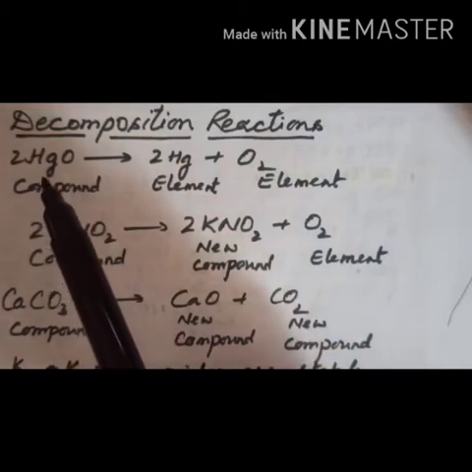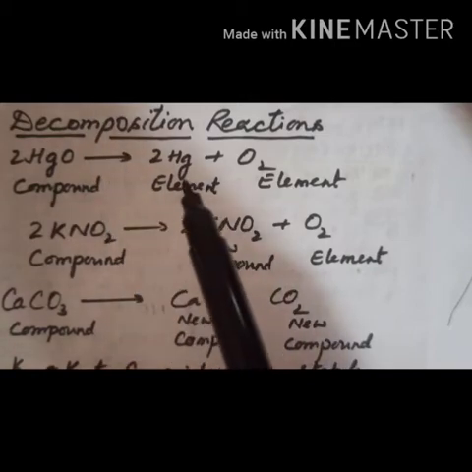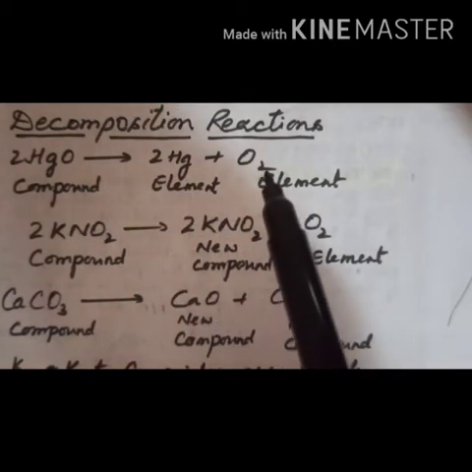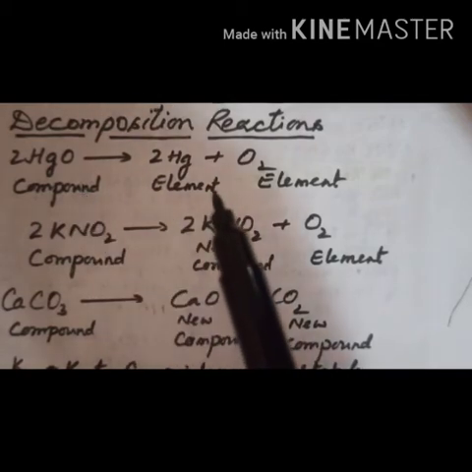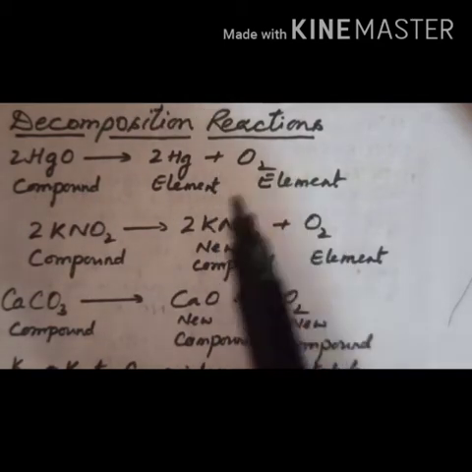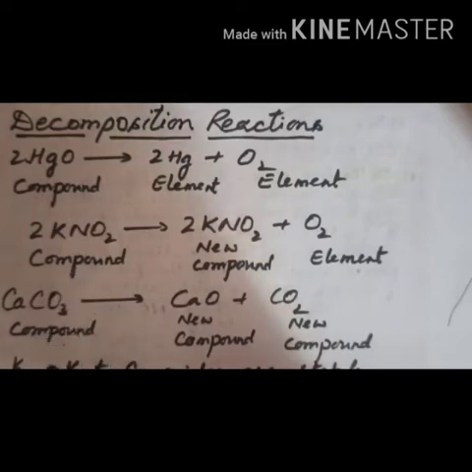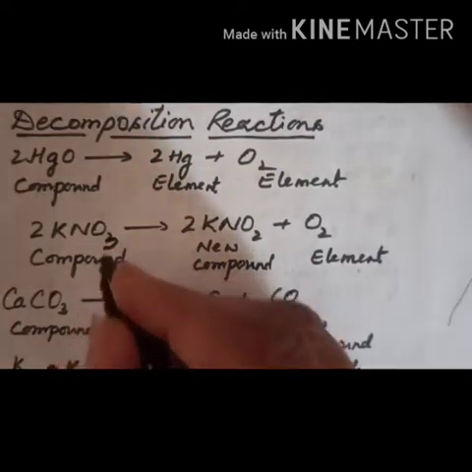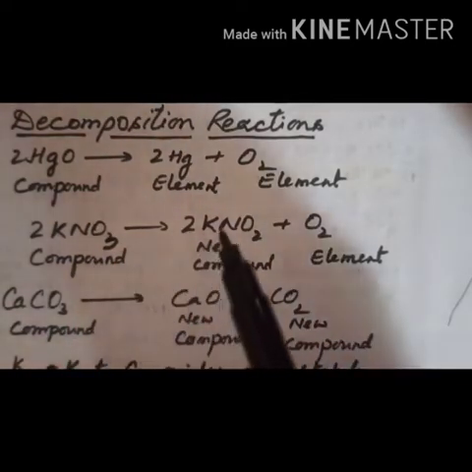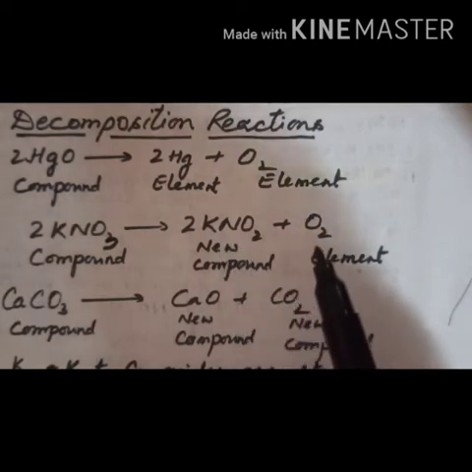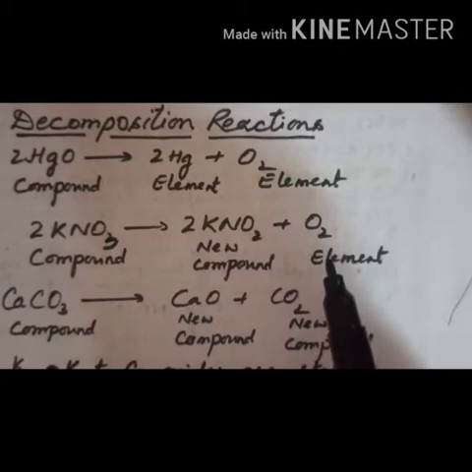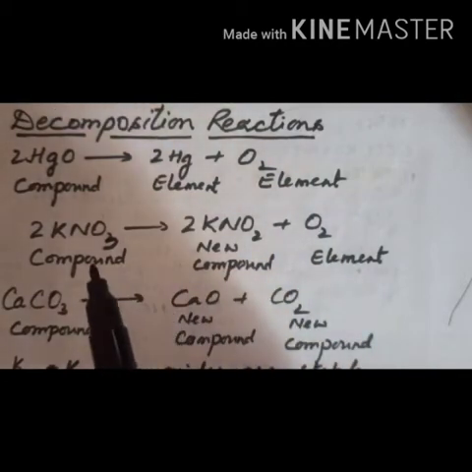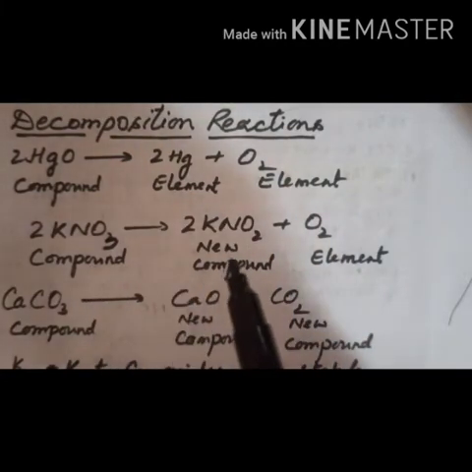It is red in color. On heating, it gives you silvery mercury and oxygen. So what has happened? A compound on heating forms two elements, mercury and oxygen. Here, potassium nitrate on heating gives you potassium nitrite and oxygen gas. Potassium nitrite is a compound, and this is your element. So the compound breaks down and gives you what?